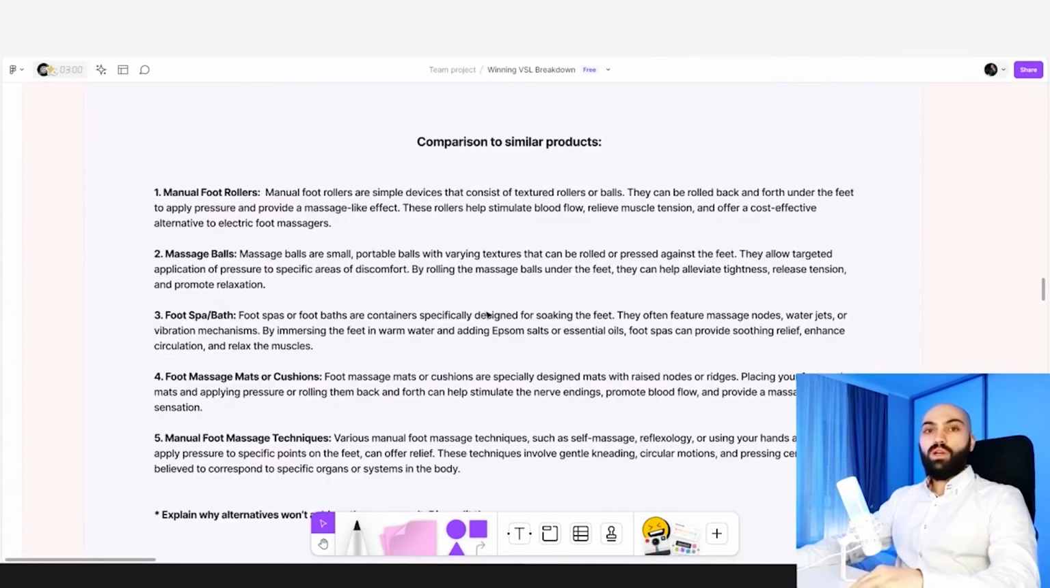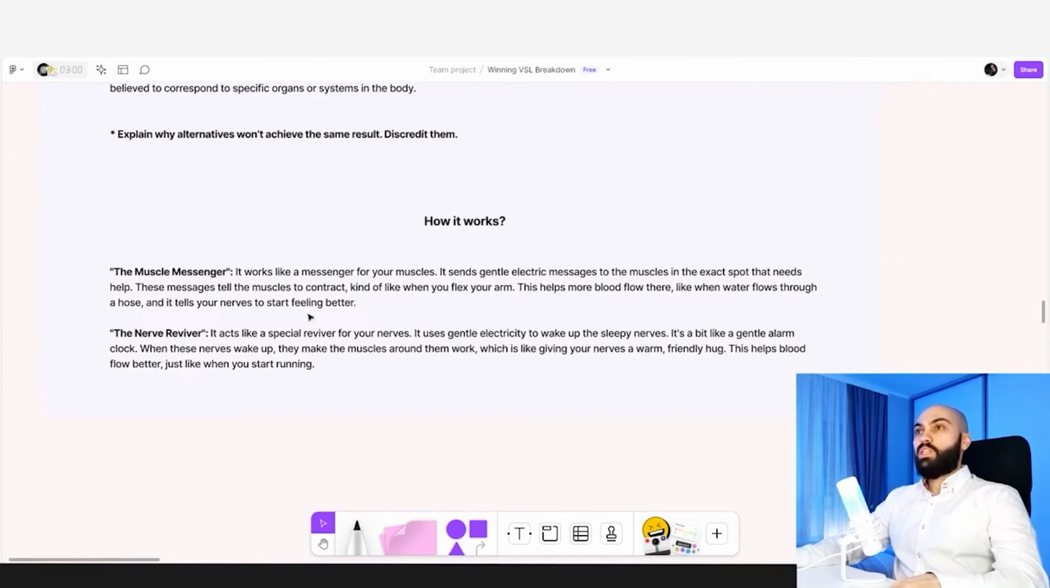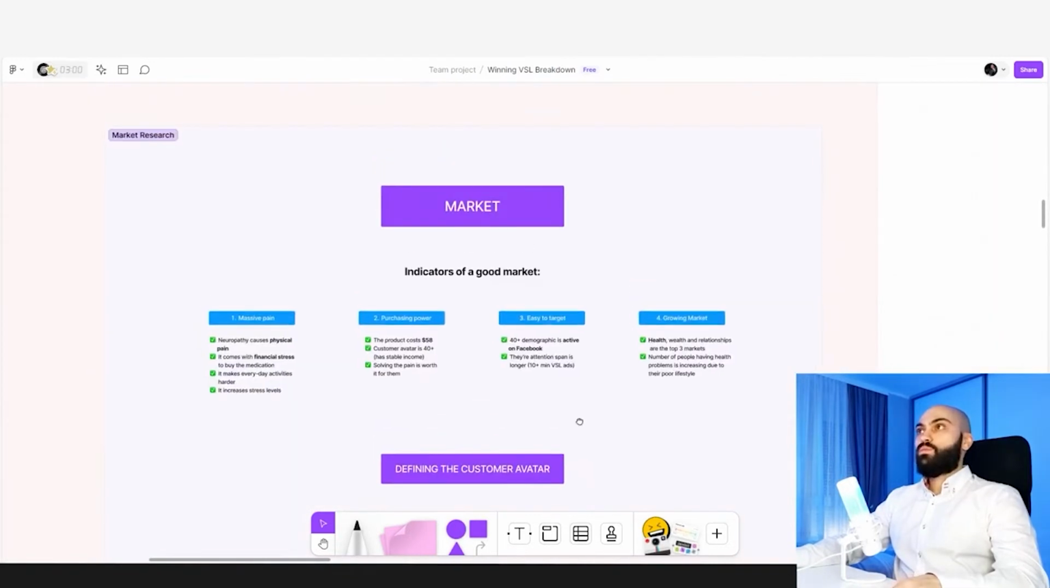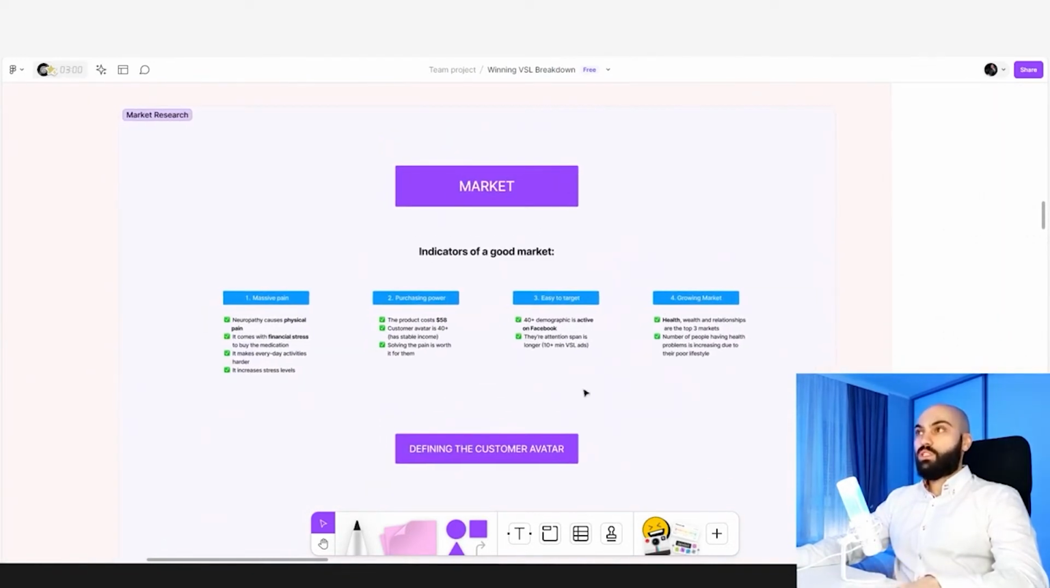After that, we compare the product to the similar products on the market and we discredit them. We need to make sure that our customer doesn't see any other option other than our product. This is a simple explanation of how the product works. Now we will move to the market research.